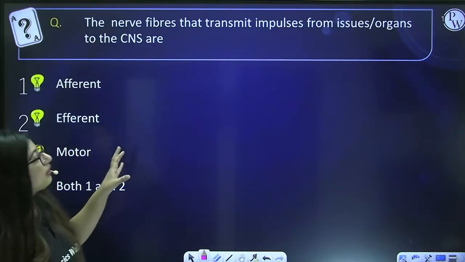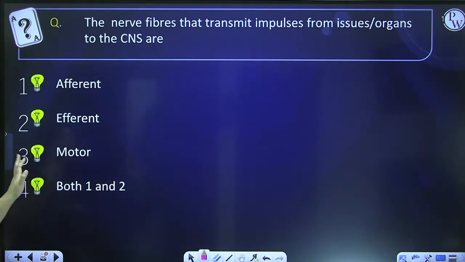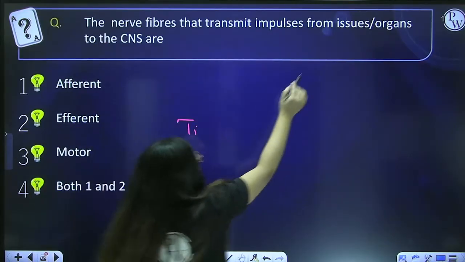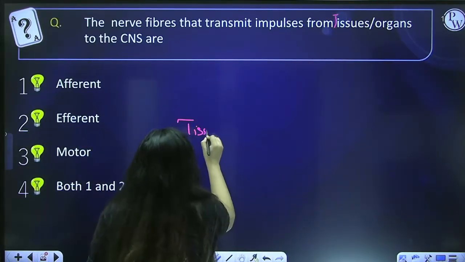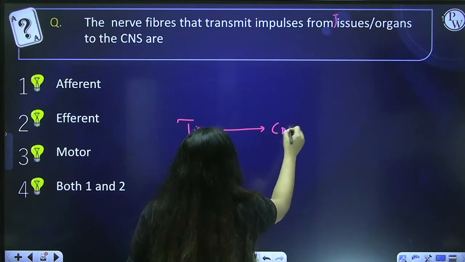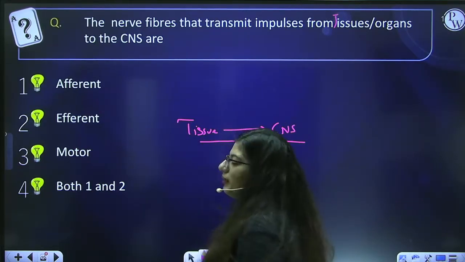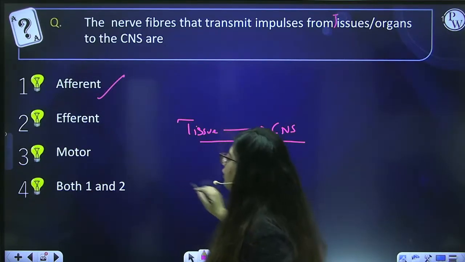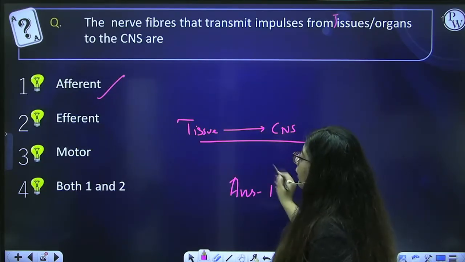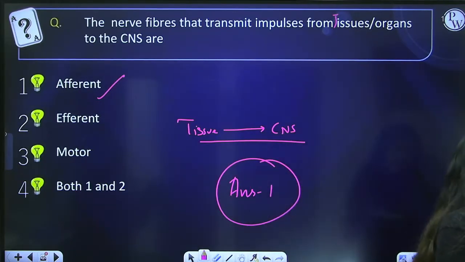The nerve fibers that transmit impulses from tissues or organs to the CNS are. That means from tissues, the information is going towards the CNS, so we are talking about afferent. Answer is 1. Okay, next.